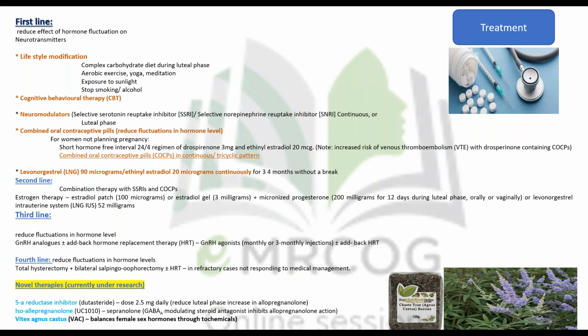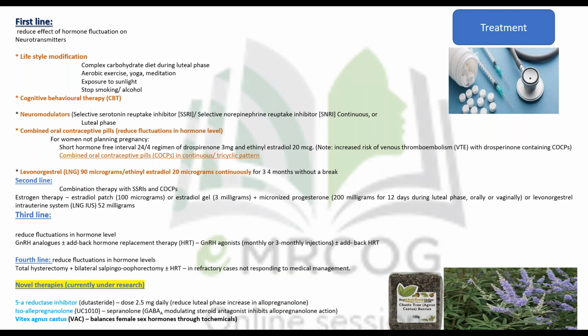So I have a woman who has used the combined COC and it is not helpful. She came to you, she had the CBT and lifestyle modification, but no effect. So next, what will be the action? I would suggest the second line treatment, which means I will go to the combination therapy plus the SSRI. I can use this estrogen therapy, for example, estradiol patch and or gel plus the micronized progesterone or Mirena, just to protect the endometrium.